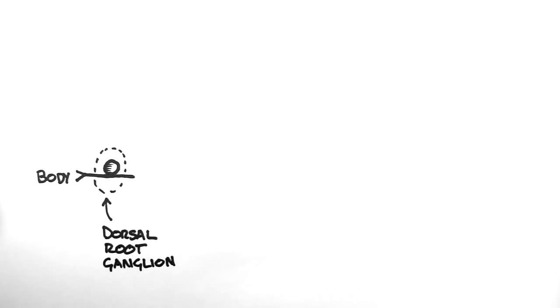The pathway begins with nerve endings or receptors in the body, sending information down the axon of a neuron. These neurons are pseudo-unipolar neurons with cell bodies in the dorsal root ganglion, just like the ones we saw in the dorsal column medial lemniscus pathway.